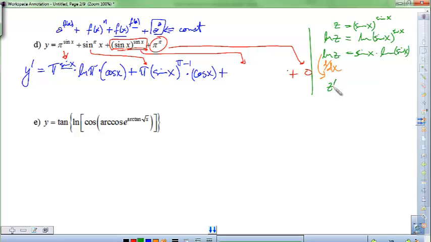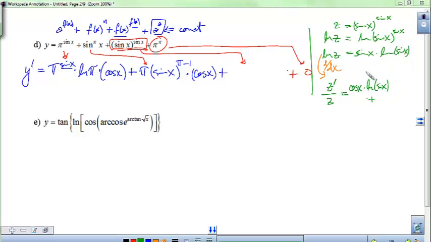z prime over z, or 1 over z times z prime, is equal to, now this is a product, so derivative of the first, cosine x, times the second, ln sine x, plus the first, sine x, times the derivative of the second. So 1 over sine x times the derivative of the inside, which is cosine x. So it looks like we might have some canceling going on here.